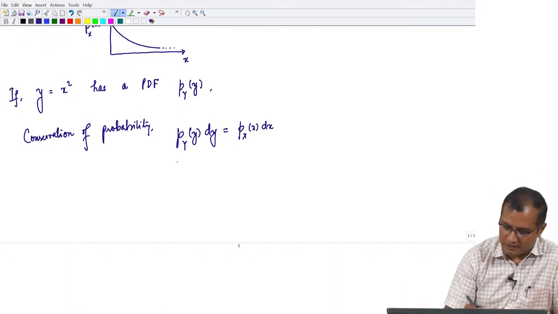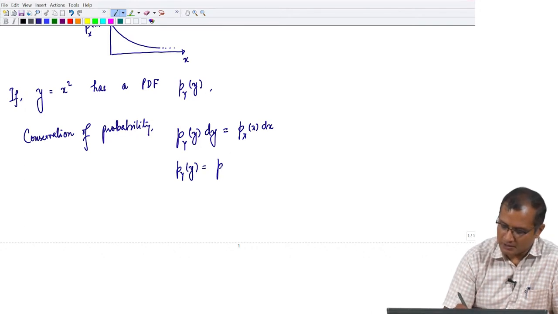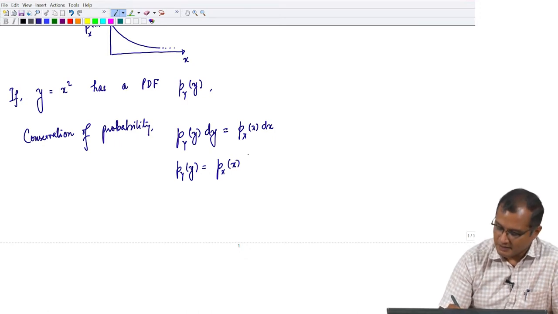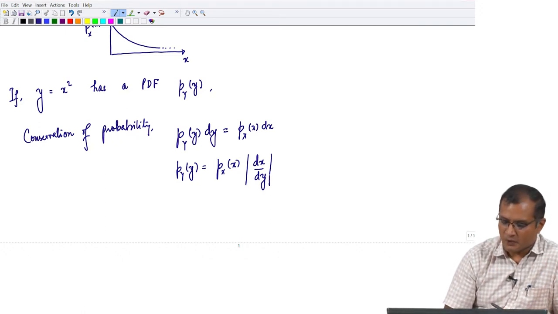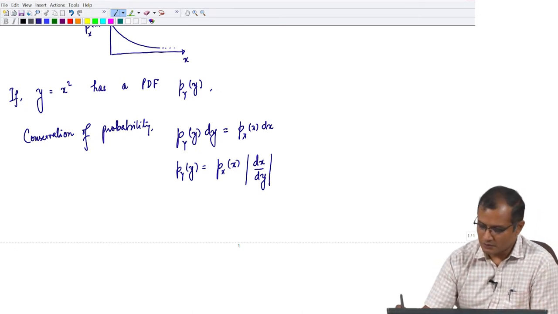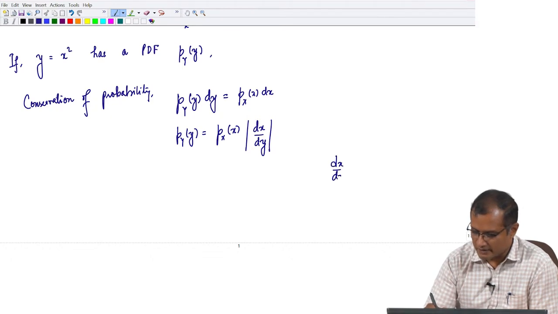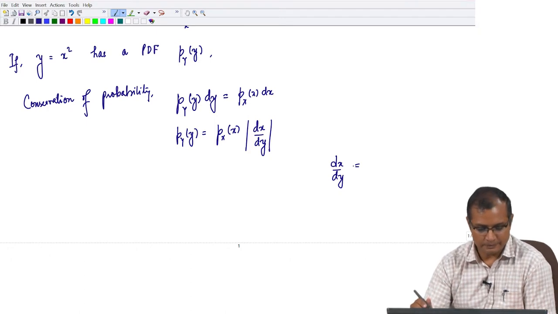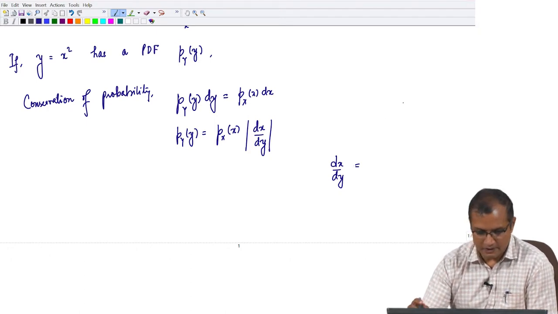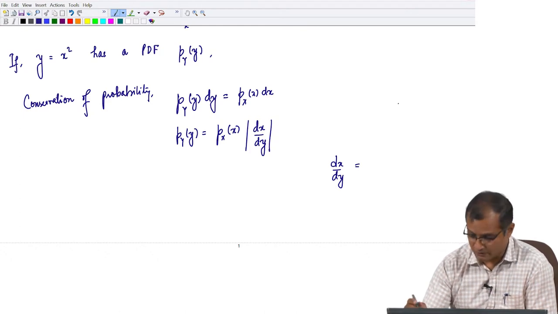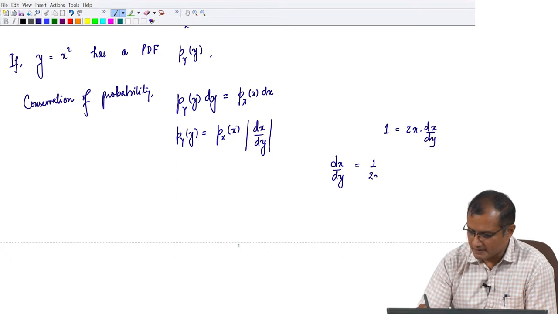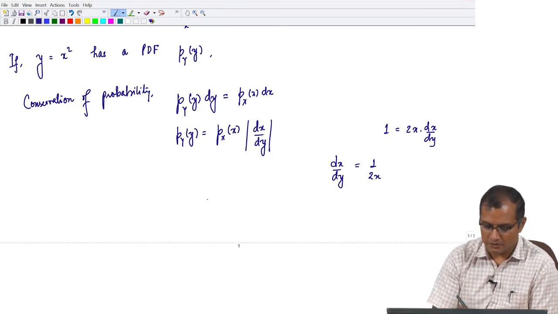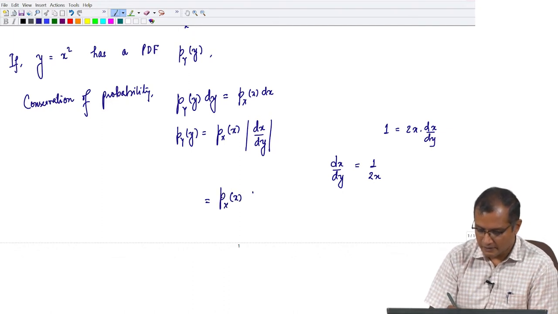And by our previous logic, our P of y is nothing but the probability as a function of x into the Jacobian, which is dx over dy. Now, for the equation y equal to x square, we can compute this derivative. I can take derivative on both sides with respect to y. So, I will get 1 equals twice x dx by dy. So, I can write this as 1 upon 2x. So, basically this is just p of x into 1 upon 2 mod x.